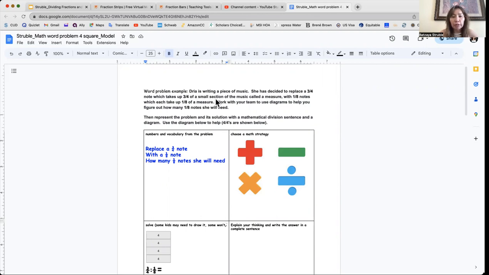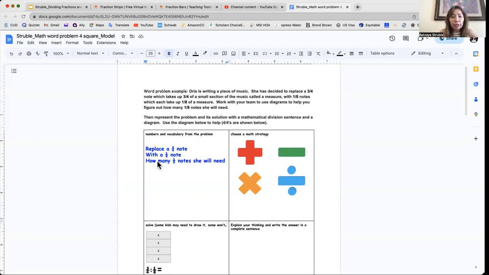She has decided to replace a 3/4 note, which takes up 3/4 of a small section of the music called a measure. So then I'm gonna write, she wants to replace a 3/4 note with 1/8 notes, which each take up 1/8 of a measure. So she wants to replace with a 1/8 note. Work with your team to use diagrams to help you figure out how many 1/8 notes she will need. Then represent the problem and its solution with a mathematical division sentence and a diagram. Use the diagram below to help.